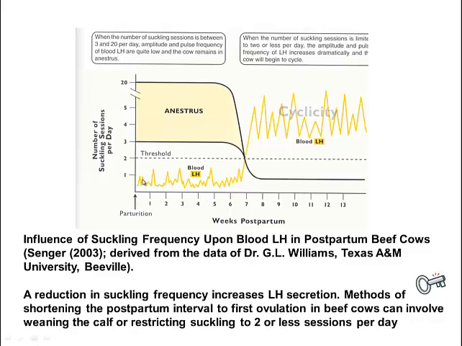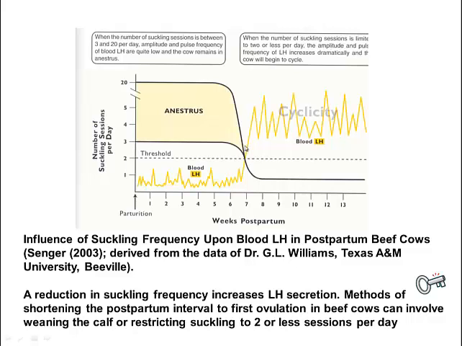But suckling also has a negative effect on the secretion of luteinizing hormone from the anterior pituitary gland. So it will suppress GnRH secretion from the hypothalamus, which means that you won't get as much LH released from the anterior pituitary gland.